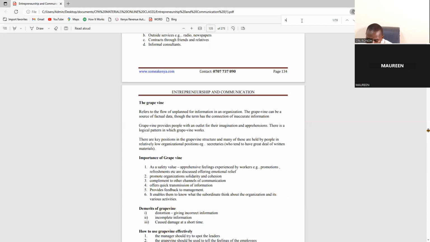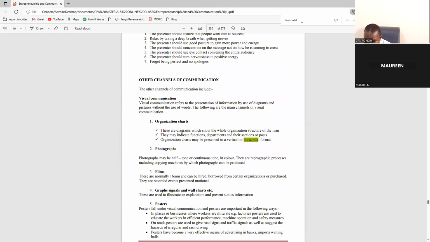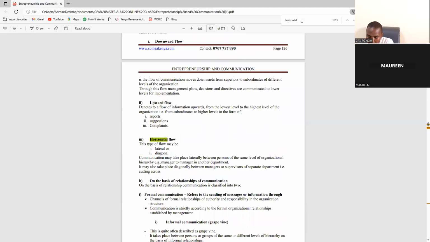So horizontal communication, we say it is another form of communication which is practiced by the same department, and it can be either diagonal or lateral. So if you have been asked the reason why it might fail, then give disadvantages.